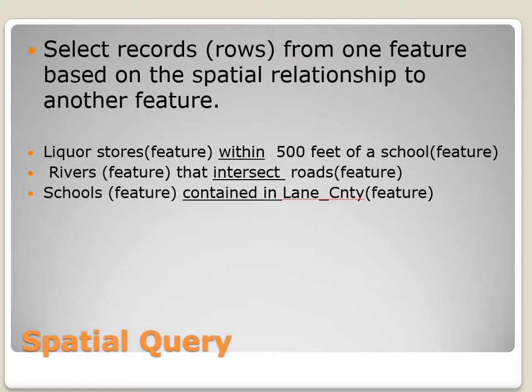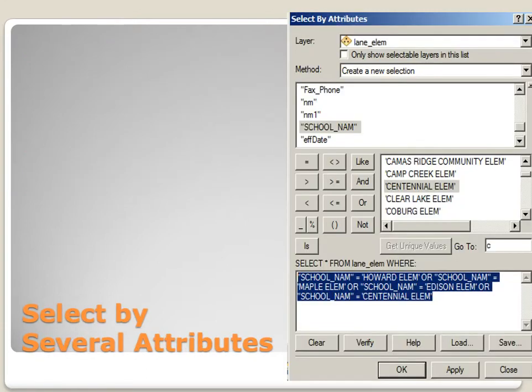You can also do what's called a spatial query, or a select by location. Here I am selecting one feature with respect to another feature. In the previous examples, I was only selecting elements within the one layer, and I could select them from multiple tables. So I could have chosen school name equals Centennial, or school name equals Clear Lake and school population equals. So that would all be within the same data layer.